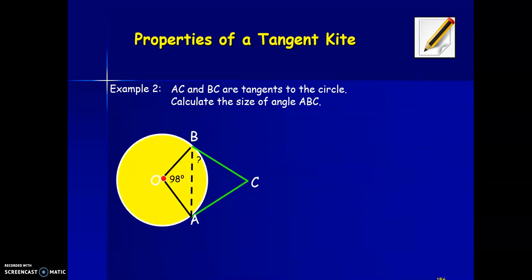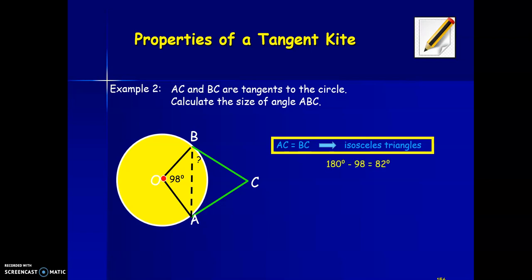If you look at the next example, a slightly different tangent kite, but the same sort of idea. AC and BC are tangents to the circle. We want to calculate the size of angle ABC. This time, we know that AC and BC are equal. So this creates isosceles triangles in this diagram because of the dotted line. In which case, we can take the 98 degrees away from 180 to give us 82 degrees, and if we halve that value, that gives us 41 degrees at the base of the isosceles triangle.